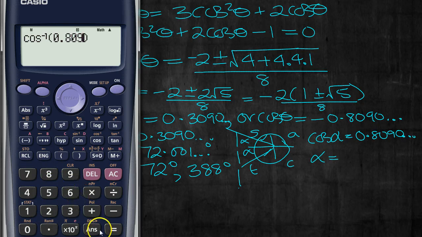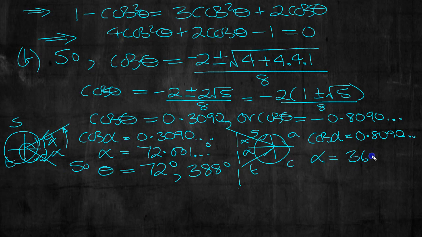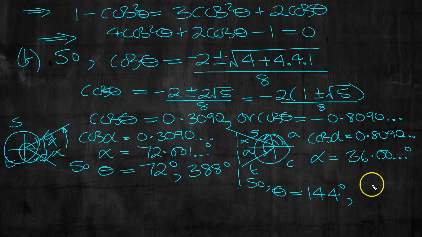equals 36 degrees. So theta is equal to, then the first solution will be 180 minus 36 is 144 degrees. And the other one is right round to here. 180 plus 36 is 216 degrees. And there's our solution set.